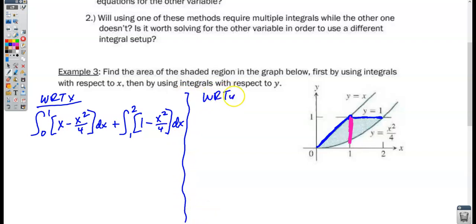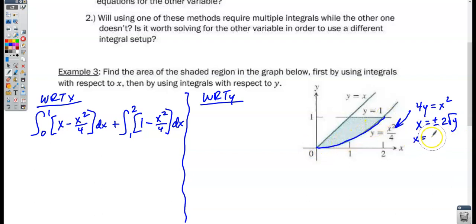Now with respect to y. Let me clear off my picture here. Now with respect to y, all I need to do is go ahead and solve this equation for x. And so I get 4y equals x squared. So x equals plus or minus 2 square root of y. But since this is the right-hand branch of the parabola, it's the positive branch. So I just need the positive branch as my equation for that.